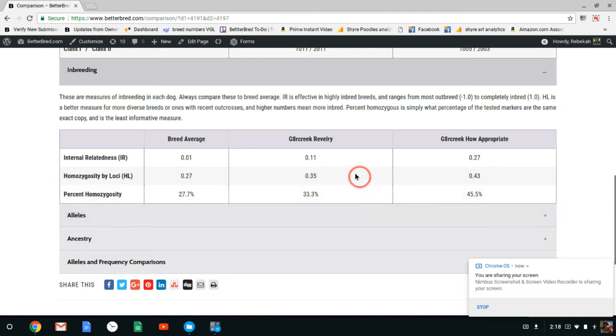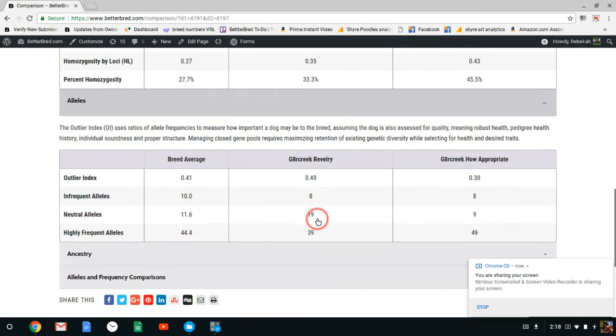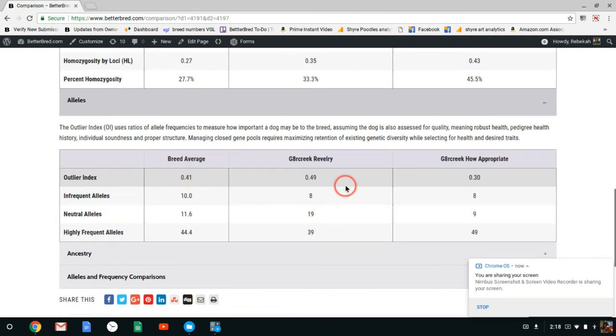Inbreeding. The two dogs compared to each other. So they're both kind of inbred. So what we're going to do after we look at this, we're going to go to their actual test breeding, which I've done before. You can look at their breed average outlier index. So she is greater than your breed average, and he has a much lower outlier index.